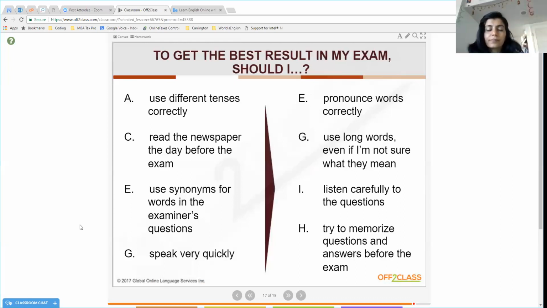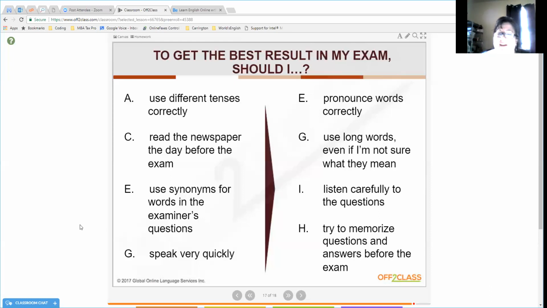Okay, should I speak very quickly? No, that's what we learned just a couple of minutes back. It doesn't all have to be the same speed. You don't want to talk like a robot, all the same speed all the time. You want some peaks and valleys, some fluctuation to your speed. But overall, if you have a strong accent, try to slow it down a little bit.